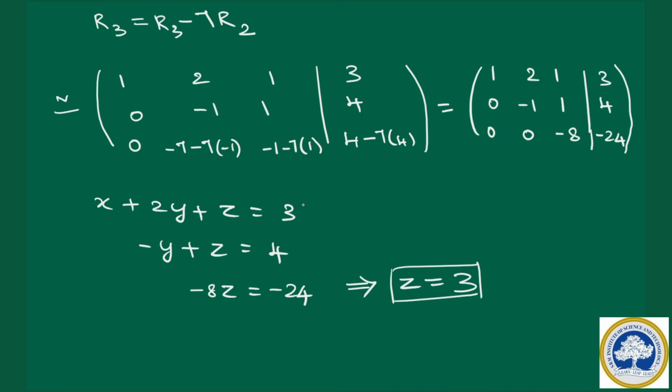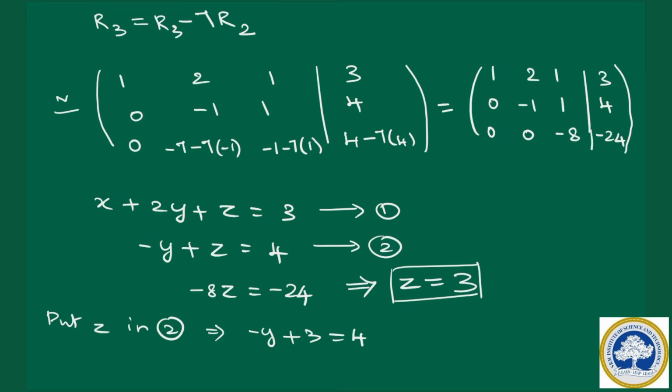Now you mark it as equation 1 and equation 2. Now you put the z value in equation 2. If you put it, you'll be getting minus y plus 3 is equal to 4. From this what will you get? y is equal to minus 1. Right? Actually minus y is equal to plus 1, or y is equal to minus 1.